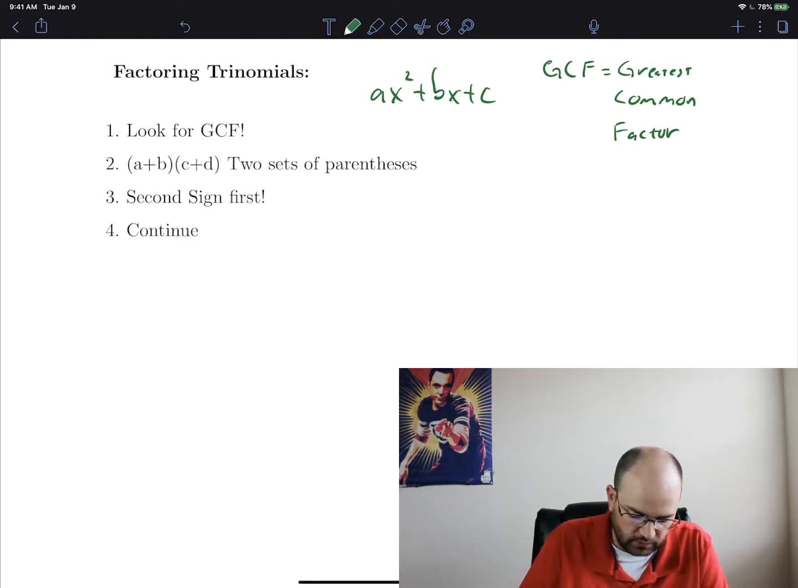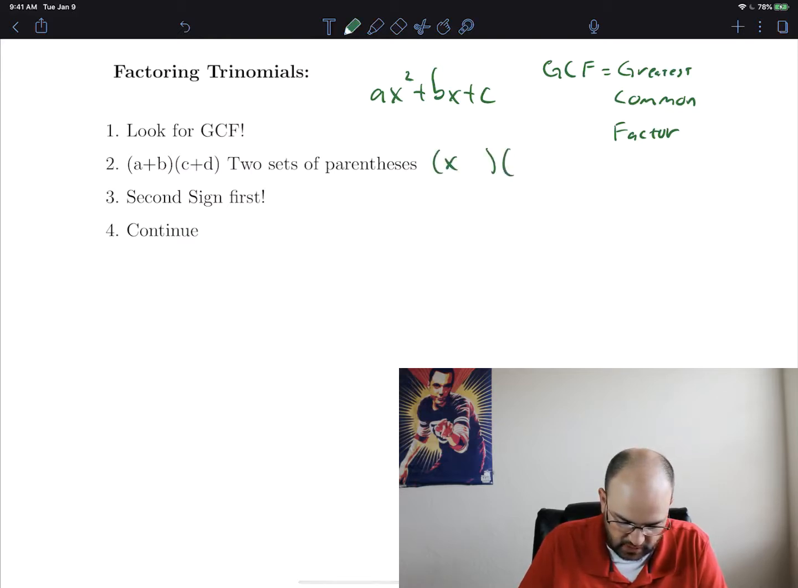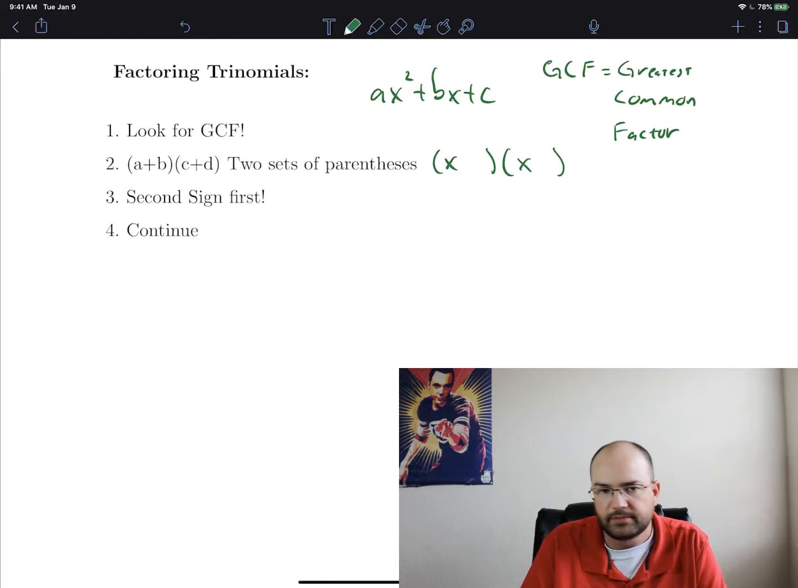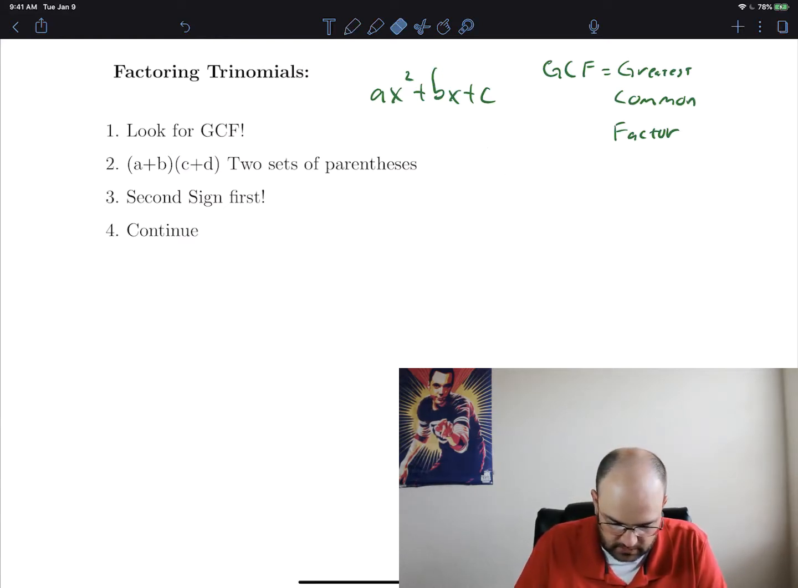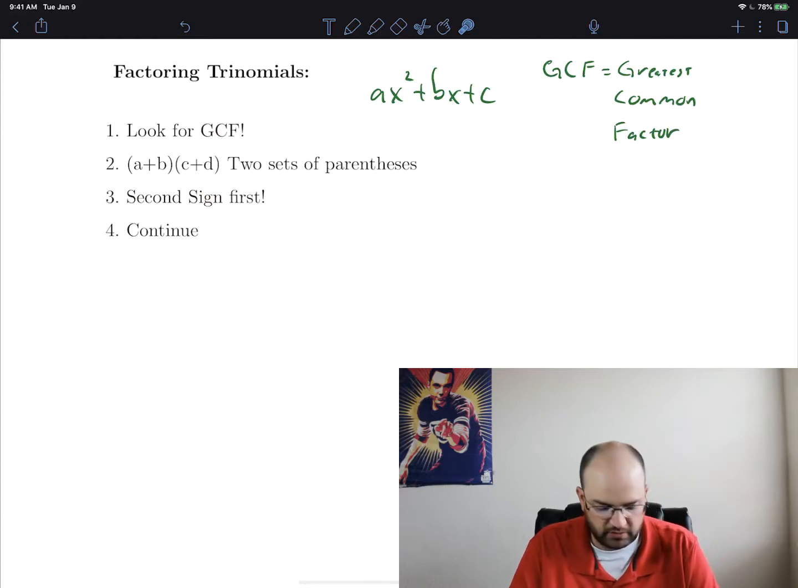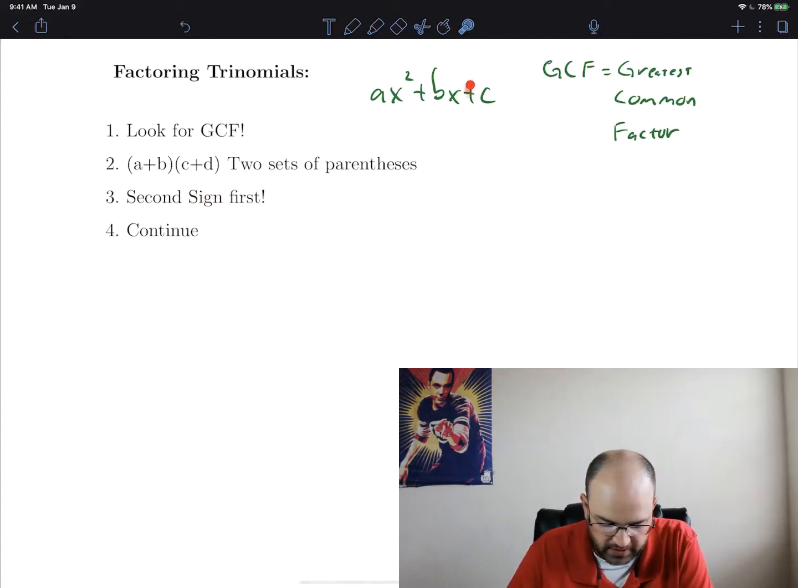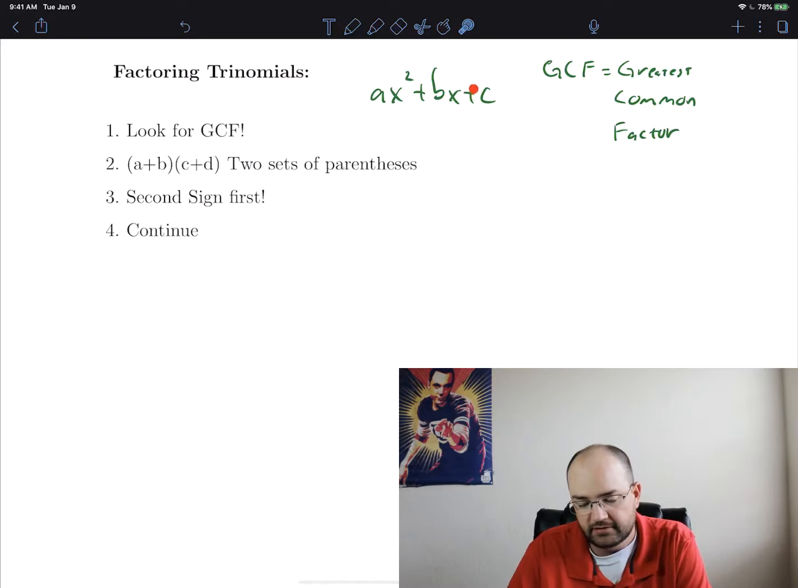Now, it won't always be A, B, C, D, anything like that. It'll usually look like this. X, blah, or something like that. As for the next step, we're going to look at the second sign first. In other words, what is happening right here? Now, this and this they can be either positive or negative. It doesn't matter. But we always look at this one first.